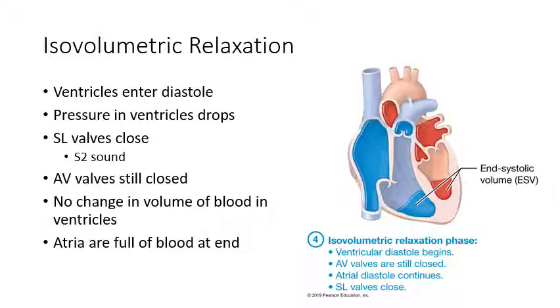During this phase, the AV valves remain closed. The pressure in the ventricles is low, but it's not quite low enough to be less than the pressure in the atria, so the AV valves will still be closed. And it's again called the isovolumetric relaxation phase because no blood is entering or leaving the ventricles. The ventricles are relaxed and no blood is entering or leaving because all of the valves are closed at this point. By the end of this phase, the atria are full of blood. So at the beginning of this phase they're almost full of blood, and at the end they're full of blood. It's a very short phase. It does not last long at all.